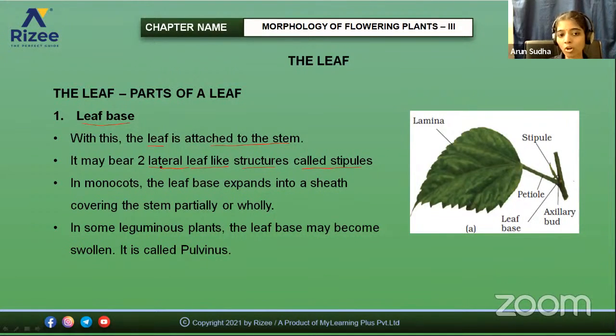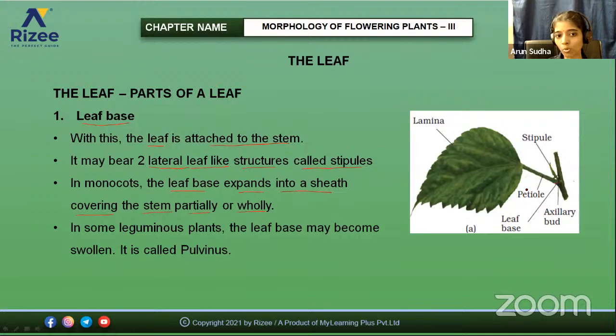And in monocots, the leaf base expands into a sheath covering the stem partially or wholly. So what does this mean? If you take the monocots, here this is the leaf base, it expands into a sheath. Normally it is a narrowed structure.